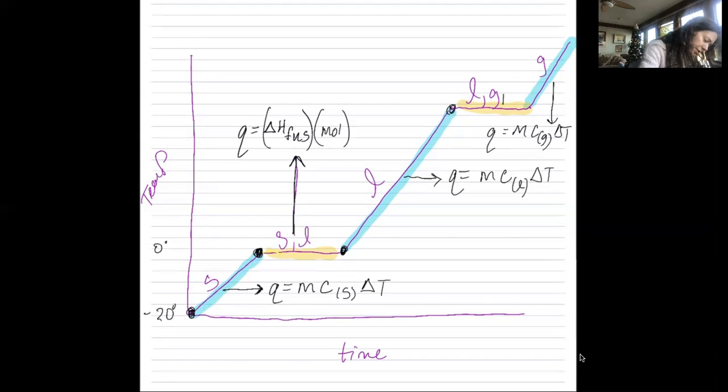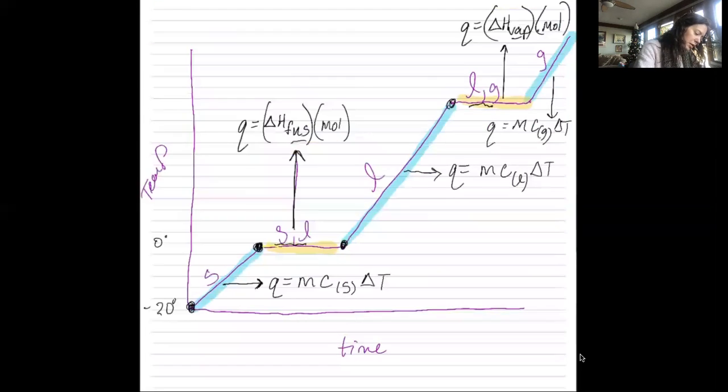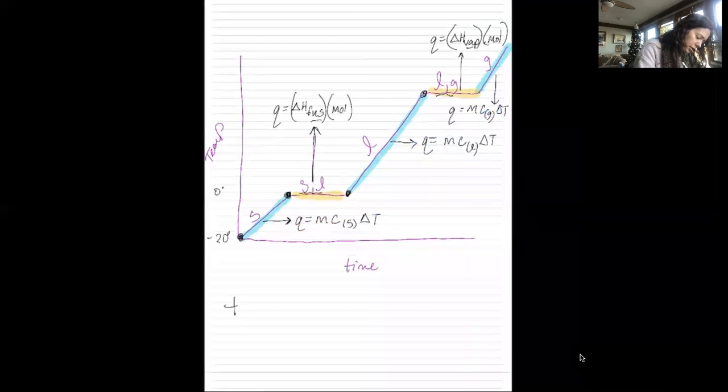And for this phase change, we do Q equals delta H vap times the number of moles. The reason for that is because the vaporization deals with the liquid to the gas phase change, and the fusion deals with the solid to the liquid phase change. You need to be mindful of units.